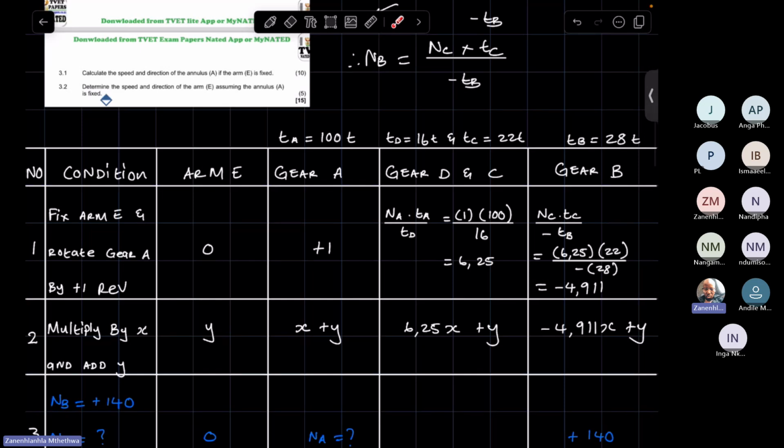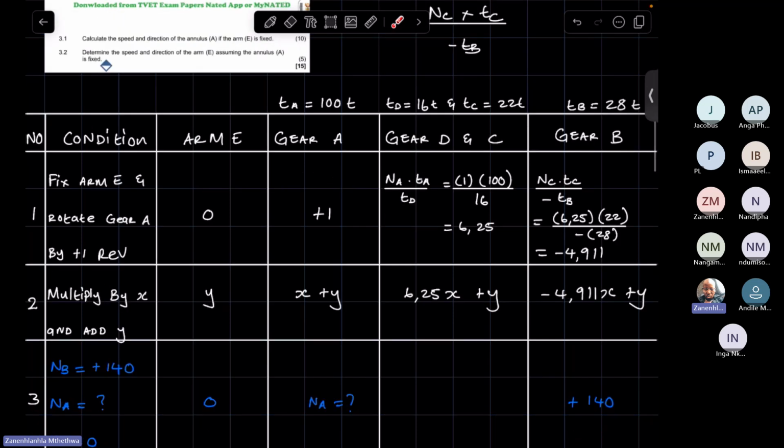The second condition is you multiply the first condition by x and you add y. So meaning you're going to multiply condition 1. 0 times x is 0, then you add y, so you get y. X times 1 is x, then you add y. X times 6.25 is 6.25x, then you add y. X times negative 4.911 is negative 4.911x, then you add y. Second condition complete.